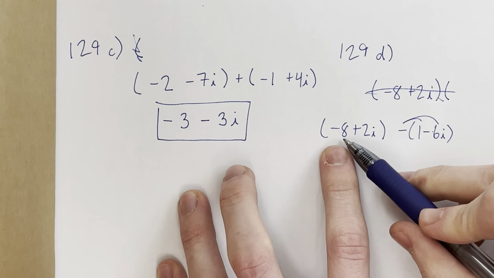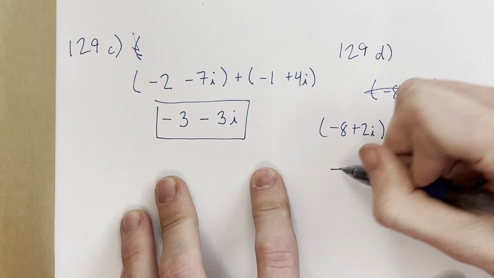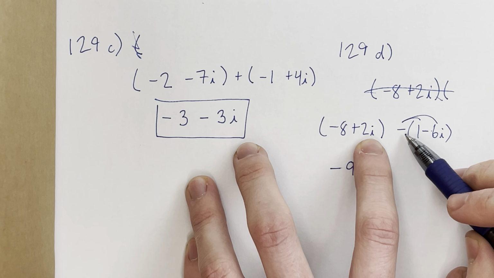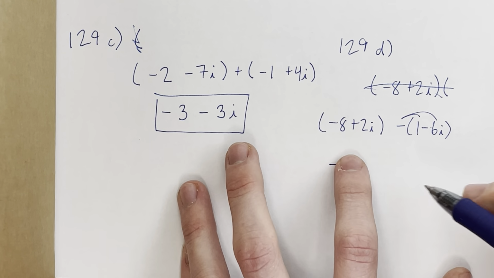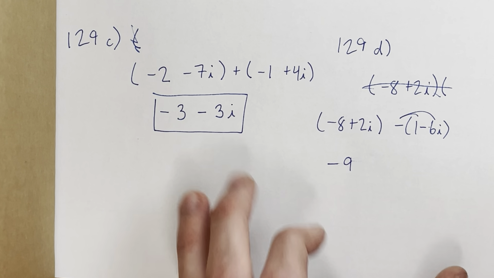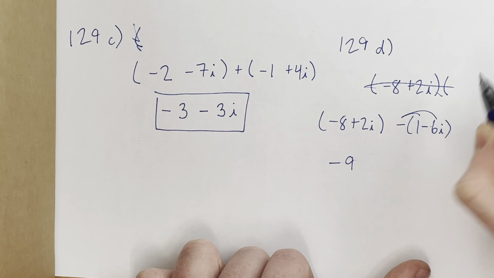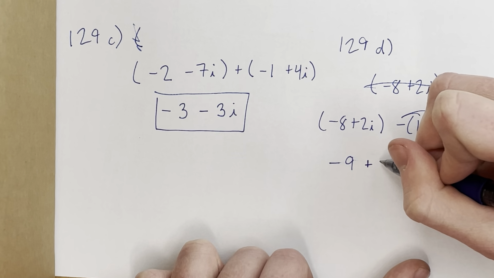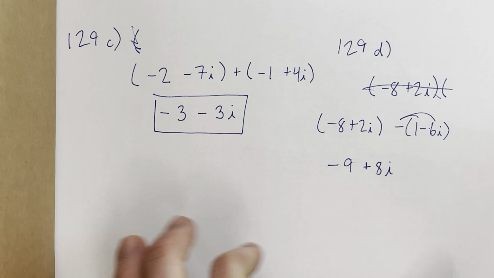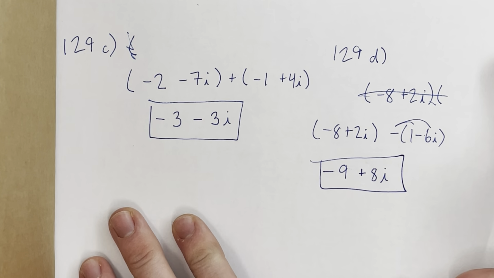We have -8 minus 1. So -8 minus 1 is -9. And then we have 2i minus -6i. So since it's minus -6i, what's happening is we're actually going to add the 6i. So it's going to be 2i plus 6i, which would be 8i. So there we go. That's as far as we can take it. So that would be our answer.